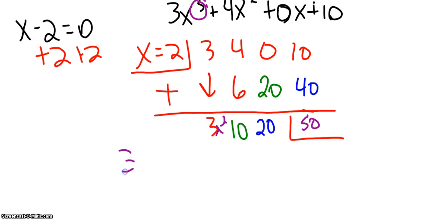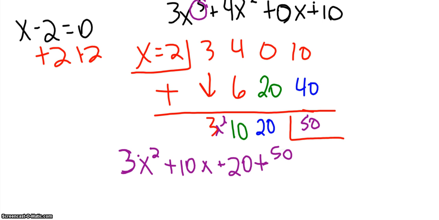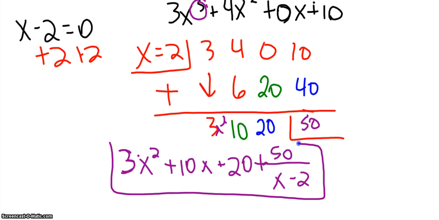So I get 3x squared plus 10x plus 20. And then now I have a remainder of 50. So when I write the remainder, I'm going to add it. The remainder, so of 50, divided by the divisor, which was x minus 2. And this whole thing is your answer.